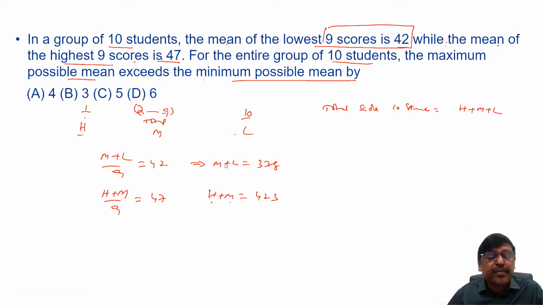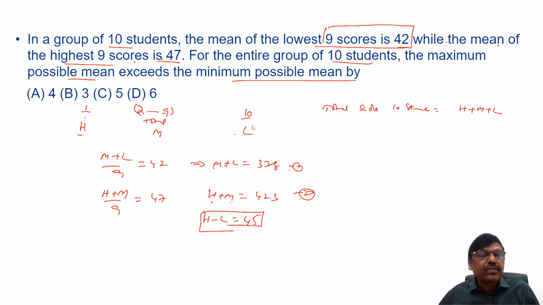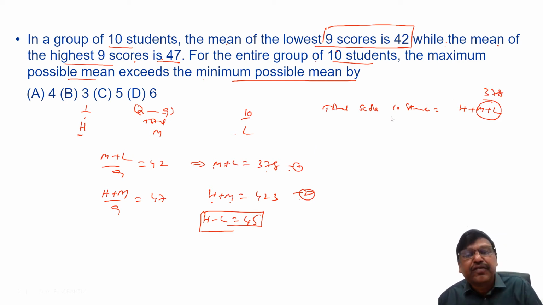You can see H plus M and M plus L, this is 1 and this is 2. When I subtract the second equation minus the first equation, M gets cancelled. We can say H minus L equals 45. Now, we need to find the mean of all the 10 students. We know M plus L is 378. So if the total is maximum, the mean will be maximum. If the total is minimum, the mean will be minimum.